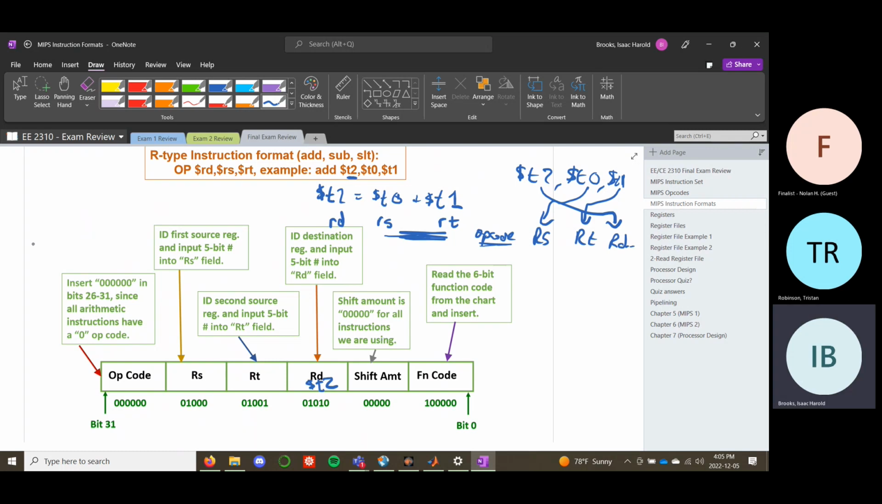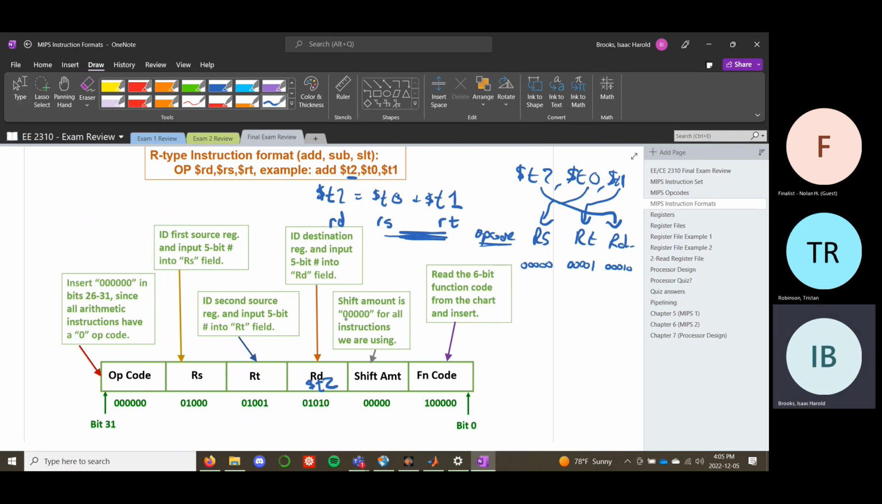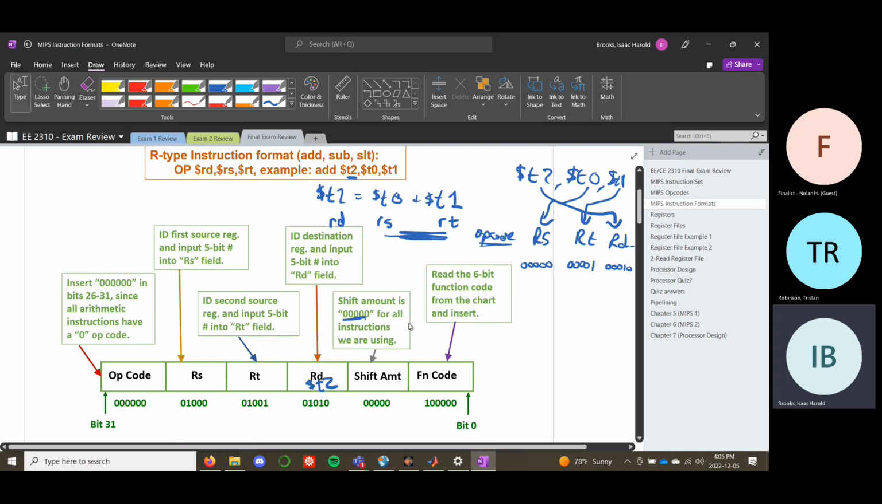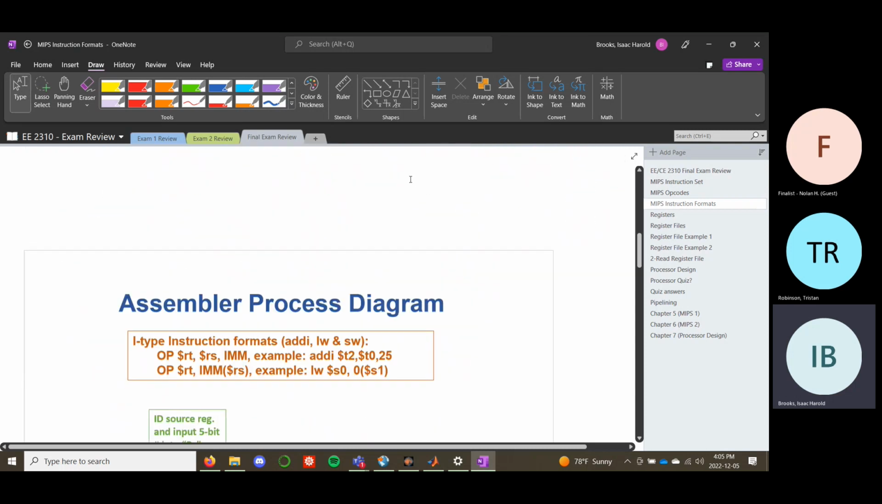Very good. And then the other parts, so if we want to map RS into bits, RS here is 0, so that is 5 zeros. T1, we'll just do a binary 1, which is 00001. And then T2 is a binary 2, that's 00010. Should be pretty good at that type of binary by this point. And the shift amount is 0 for all the instructions we're using. These are from Dr. Kogan's slides. So we'll come back to this one.